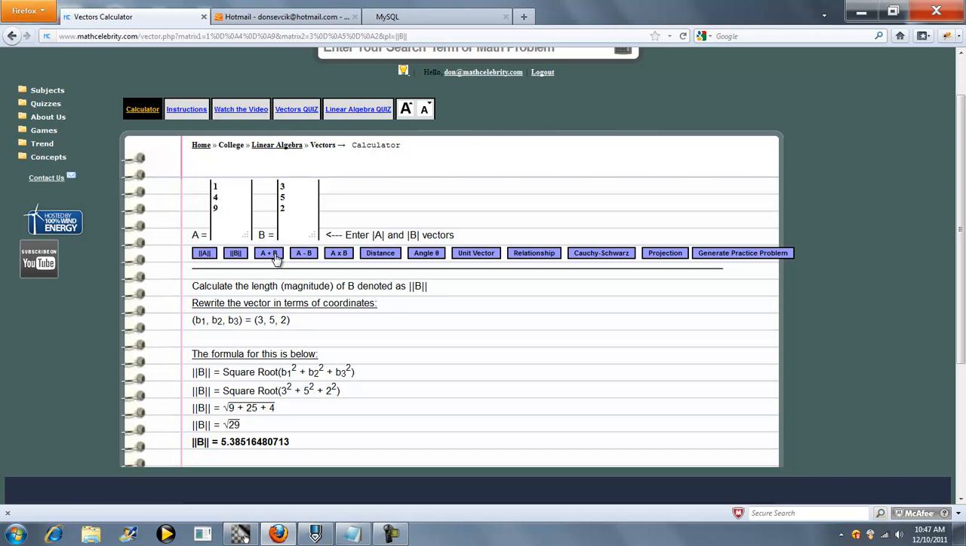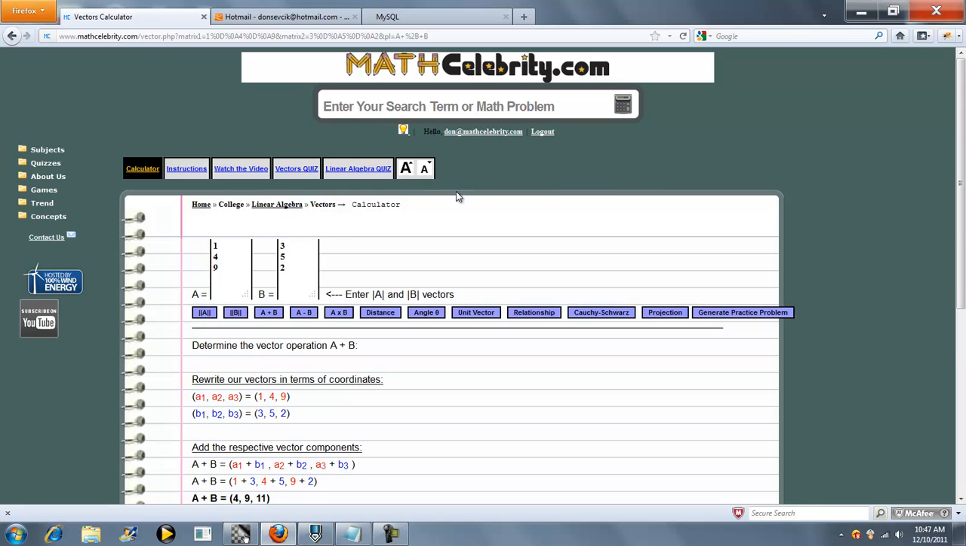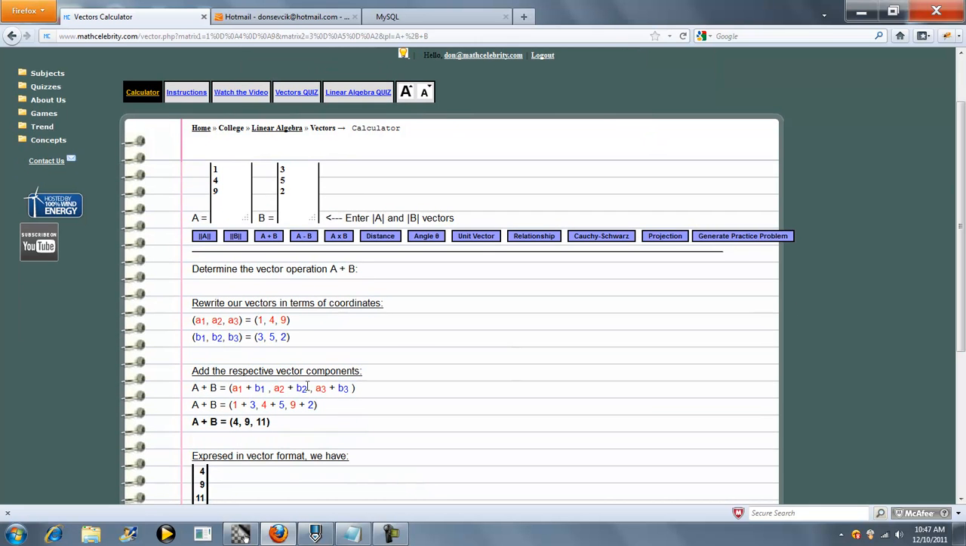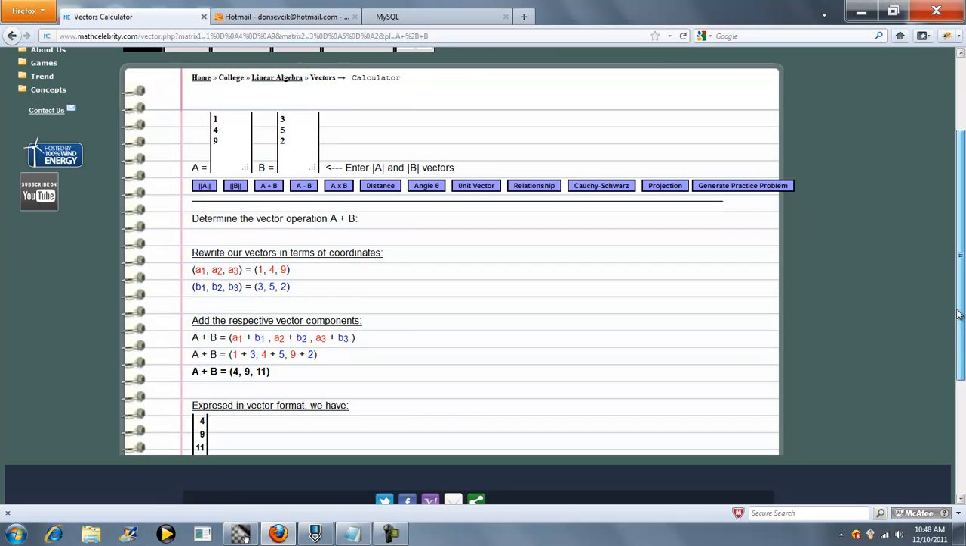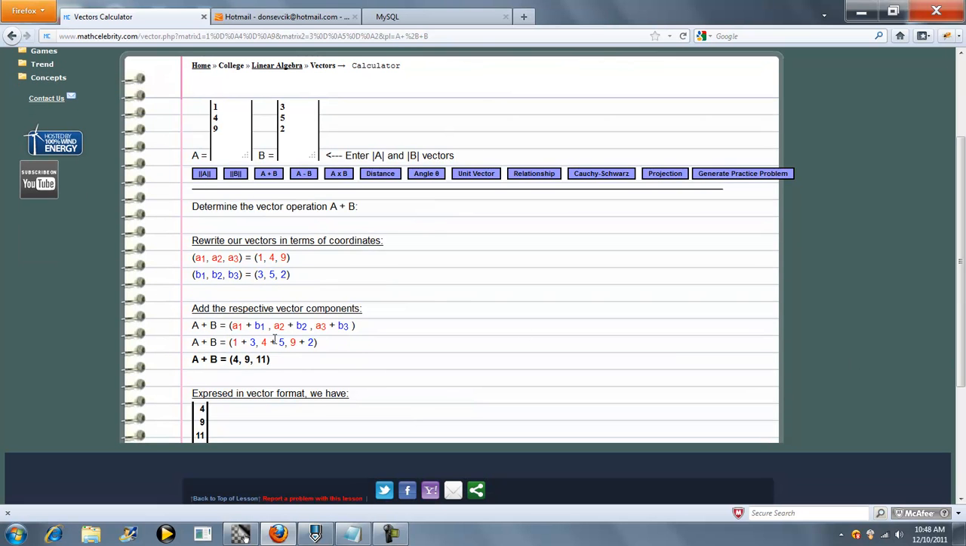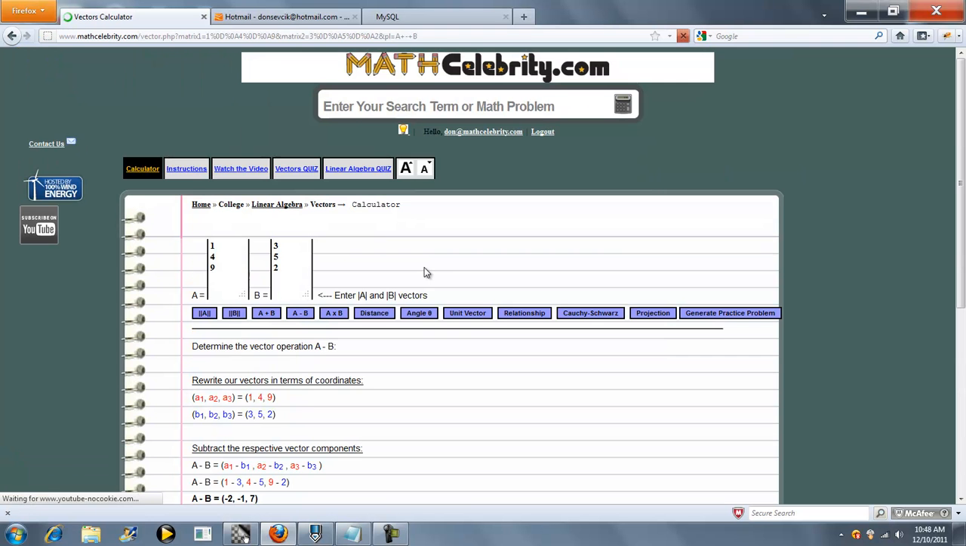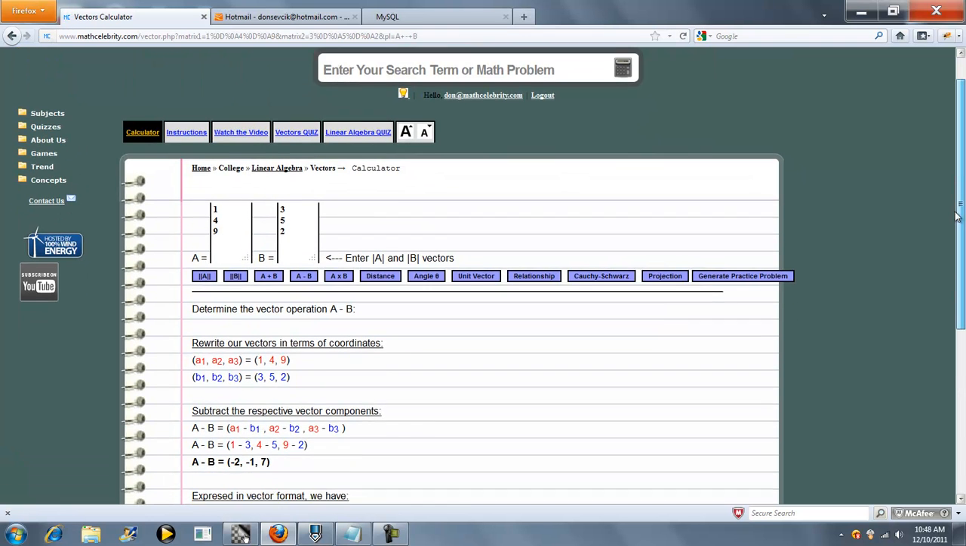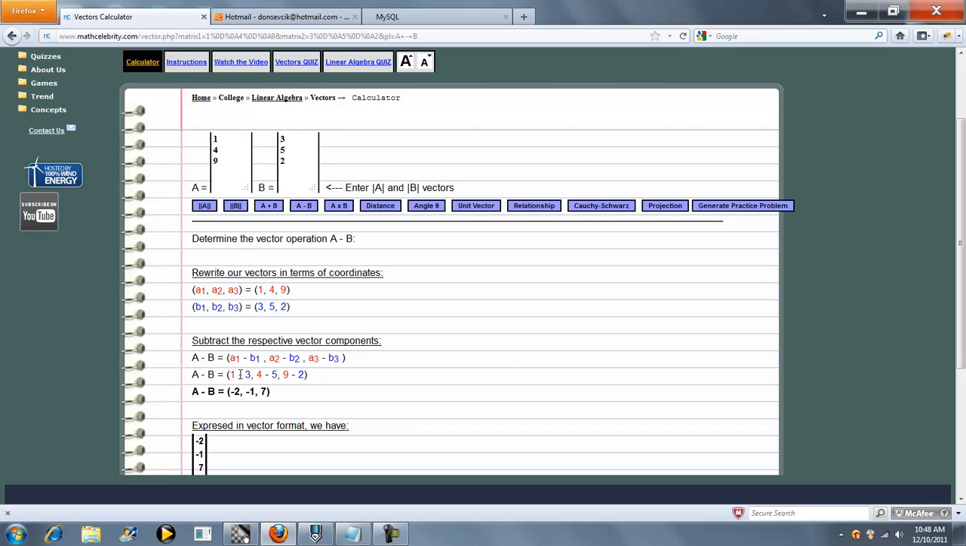Now we can do A plus B. So we'll add our two vectors. The nice thing about this is it lights each vector up in red and blue so you can see how the math works. A1 plus B1, A2 plus B2, etc. So we add each respective term in the vectors, simplify, and then we express it in vector format. We can do something similar, A minus B this time. Subtract the respective vector amounts and get our new vector.